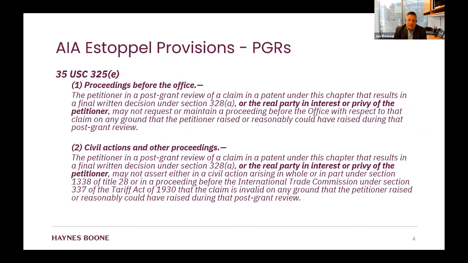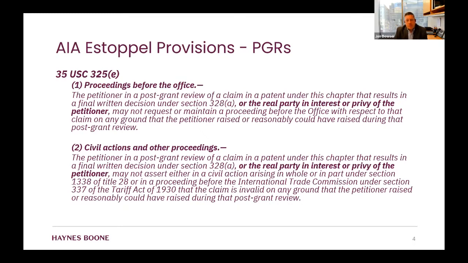The reason for this is that in an IPR, the petitioner may only challenge a claim as being anticipated or obvious over prior art consisting of patents or printed publications. In a PGR, however, a petitioner may challenge the claims under additional grounds, including eligibility under 101, which is everyone's favorite topic, indefiniteness and written description under 112, as well as anticipation and obviousness under 102 and 103.